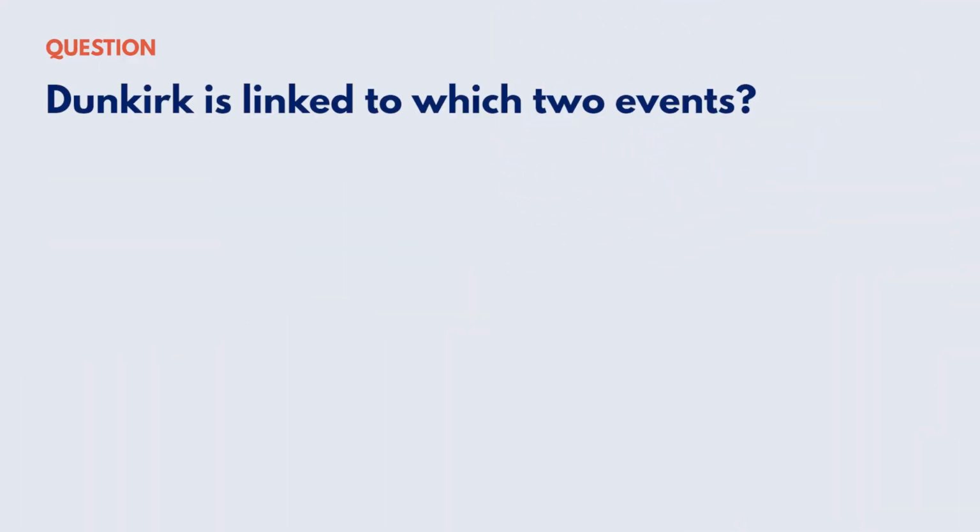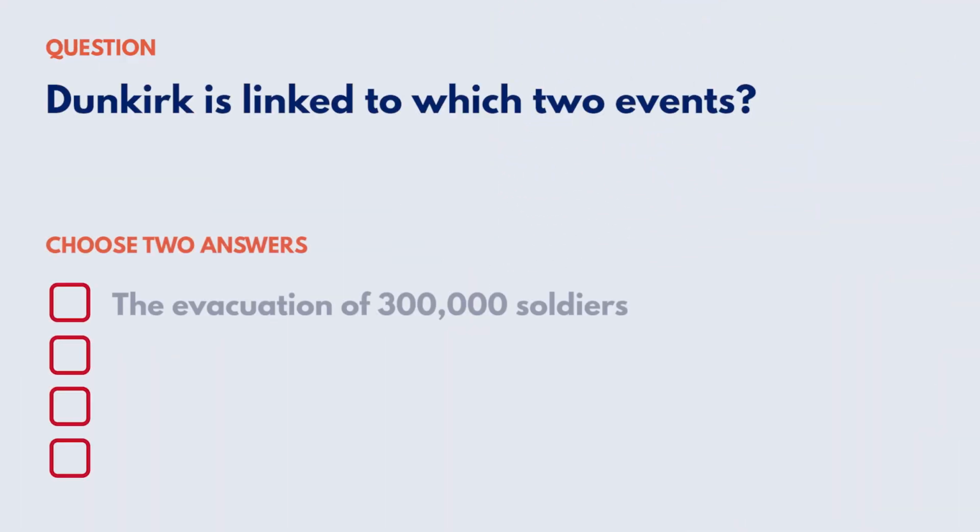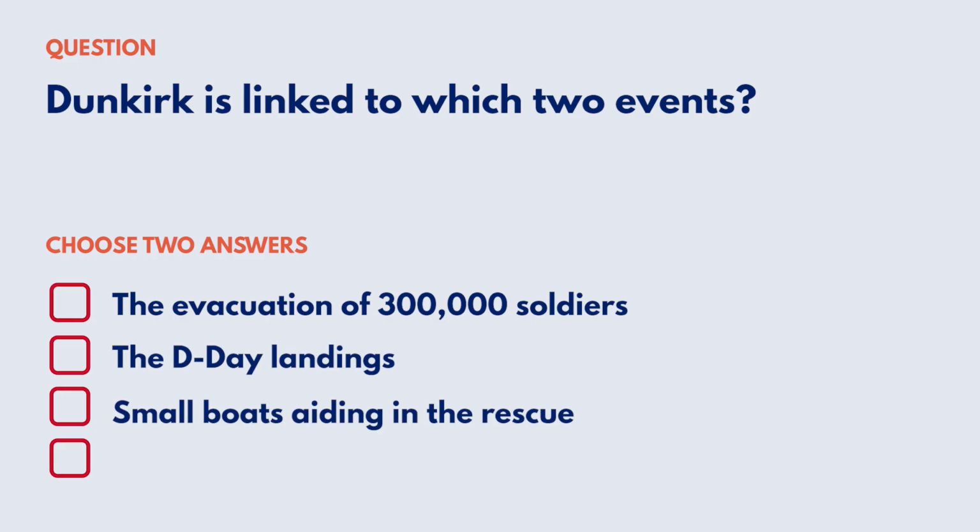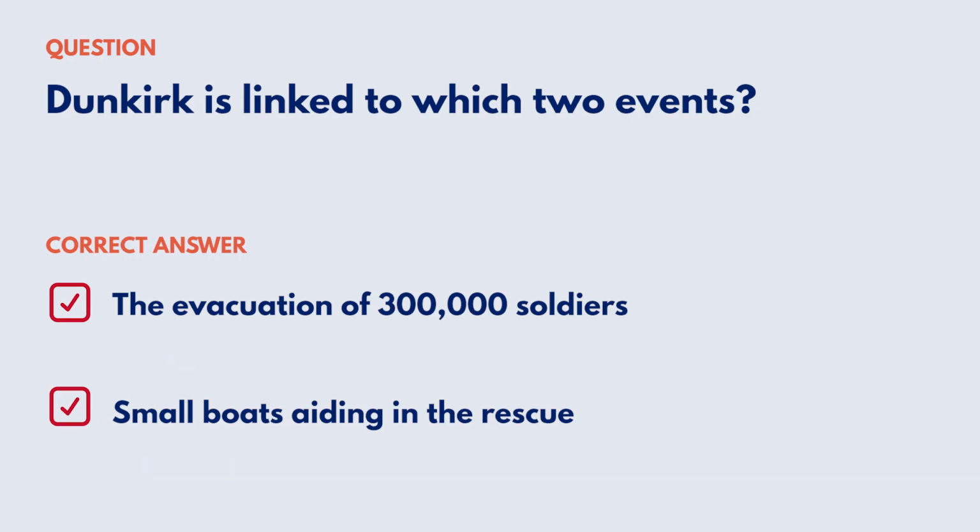Dunkirk is linked to which two events? The evacuation of 300,000 soldiers. The D-Day landings. Small boats aiding in the rescue. The fall of Singapore. Correct answer: the evacuation of 300,000 soldiers, and small boats aiding in the rescue.